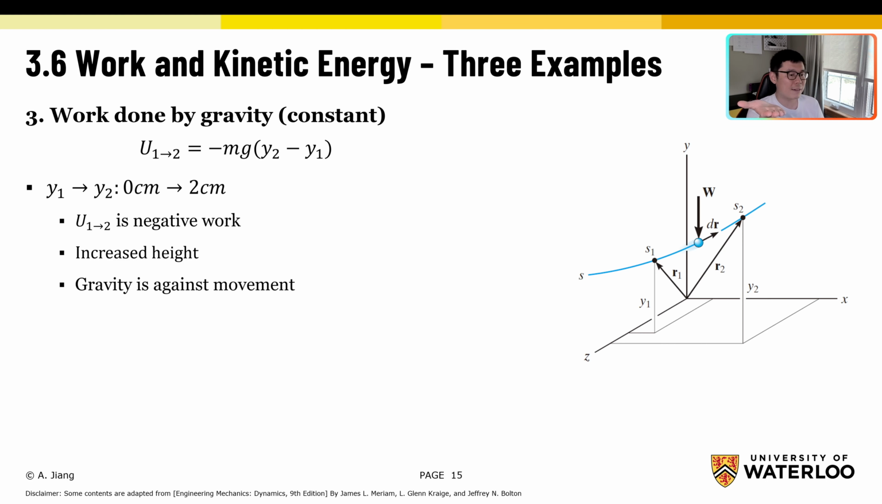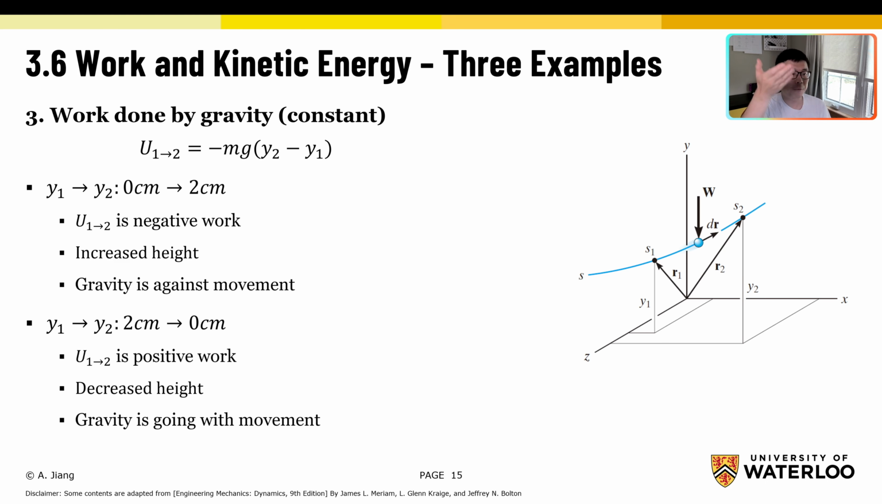This means the gravity did negative work. With the increased height, gravity is going against the movement. It does negative work. Very similar to the spring, right? It goes against you. On the other hand, if we put the object from 2 centimeters high back to the ground at 0 centimeters, the equation will give you a positive U1→2, a positive work value. This means the gravity did positive work during the drop. With the decreased height, gravity is going with the movement. It does positive work.